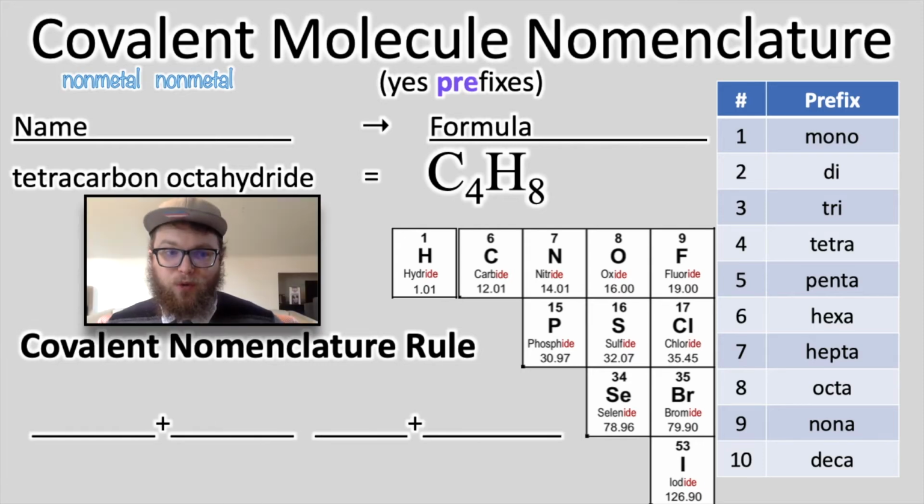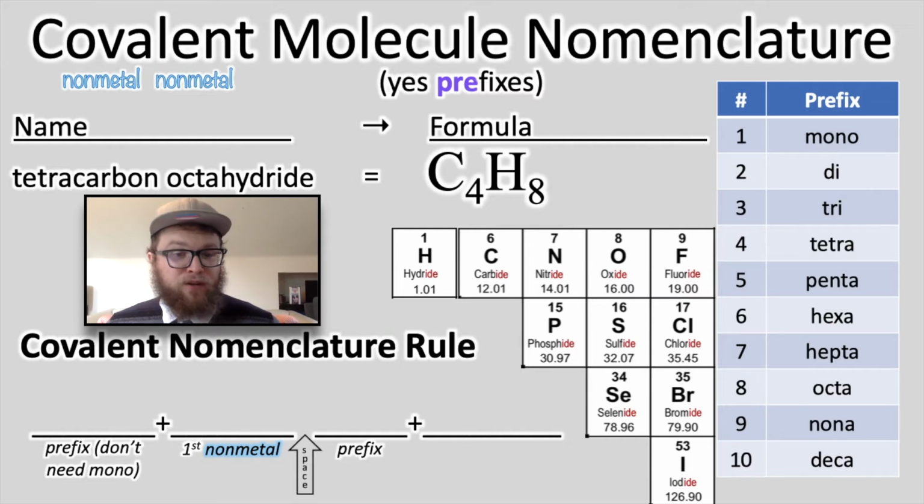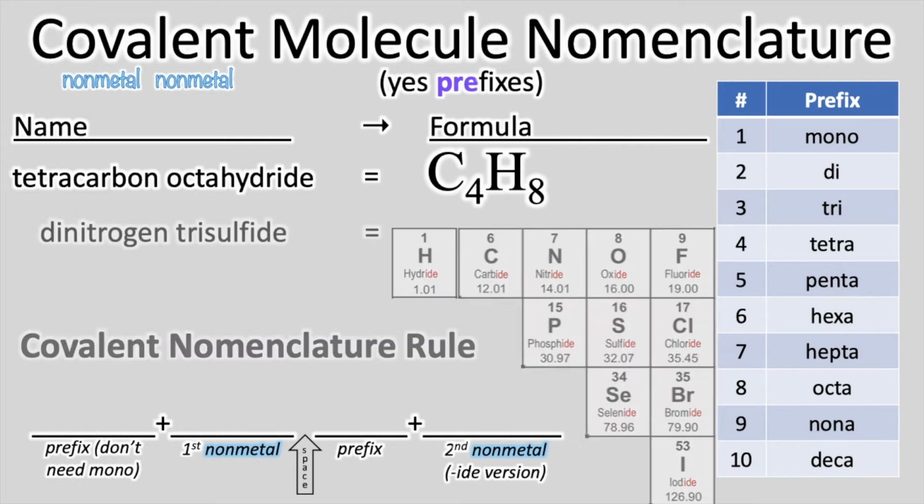Here is the rule for covalent nomenclature. We'll start with a prefix. We don't need mono. Then the first nonmetal, a space, a prefix, and the second nonmetal, but using the IDE version. Let's apply this rule to another example.